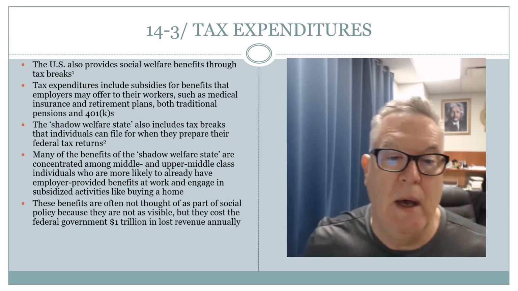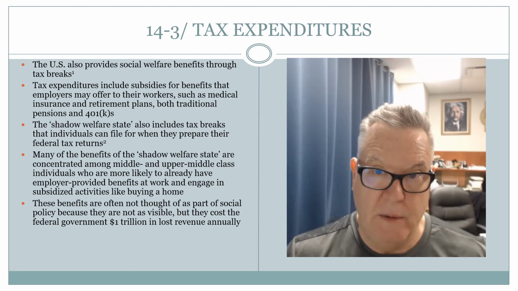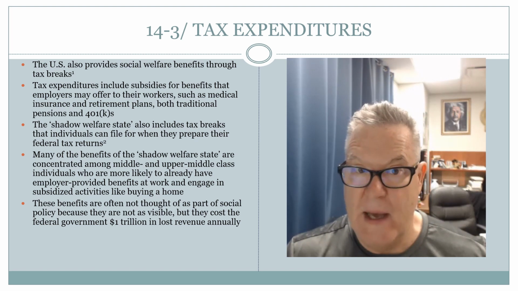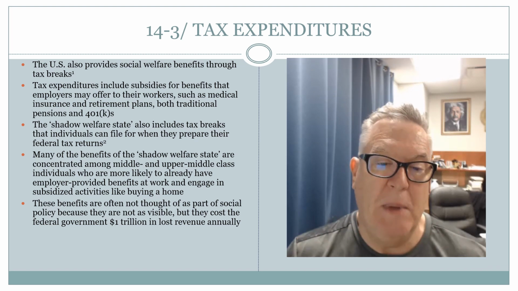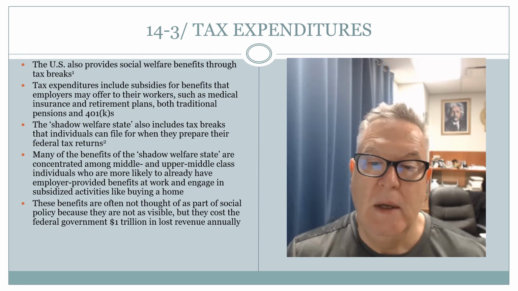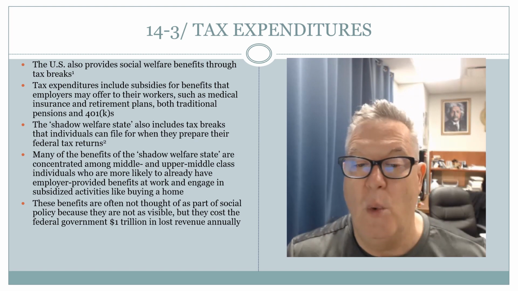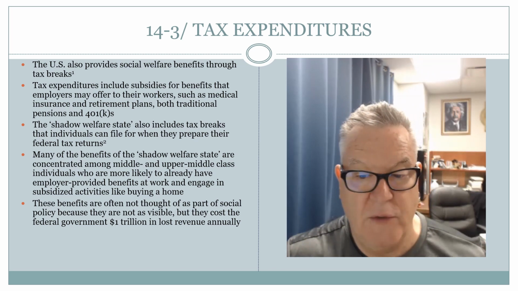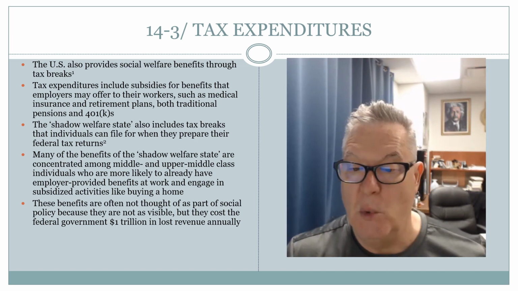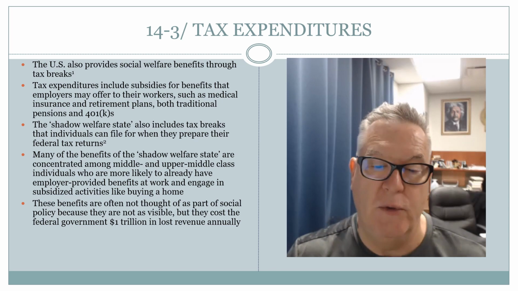Tax expenditures: the United States provides social welfare benefits through tax breaks. These may include tax credits, deductions, and preferential tax rates that some analysts call the shadow welfare state. Tax expenditures include subsidies that benefit employers who offer their workers medical insurance and retirement plans, traditional pensions and 401(k)s. It was a way of providing benefits to workers without necessarily providing direct cash. The federal government was worried about it at the time, because when people suddenly get big influxes of cash, that's when you start getting inflation.